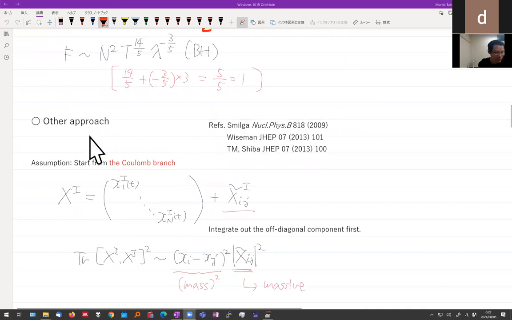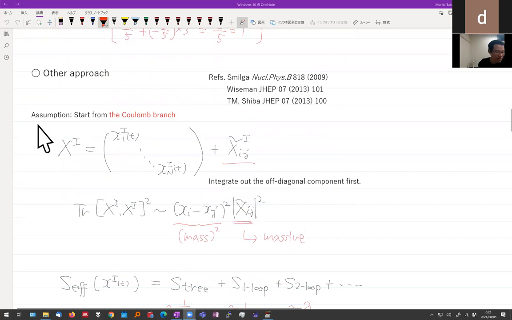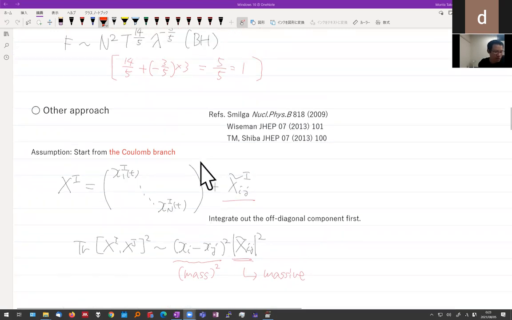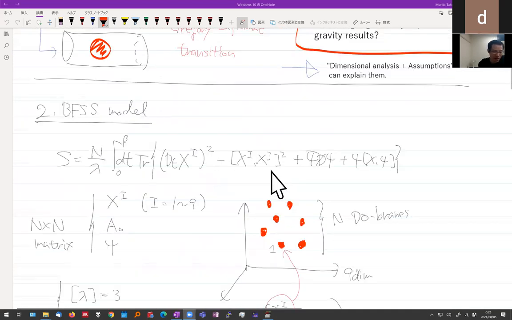So here we use another approach, and there are several works related to this approach. The assumption is starting from the Coulomb branch. Coulomb branch means this diagonal component of the X field has a large VEV, and we treat the off-diagonal component as a massive mode and integrate out this massive mode first. Indeed, if you look at this action, and we do this kind of decomposition, I mean the diagonal component and off-diagonal component, this interacting term can be regarded as a mass term.